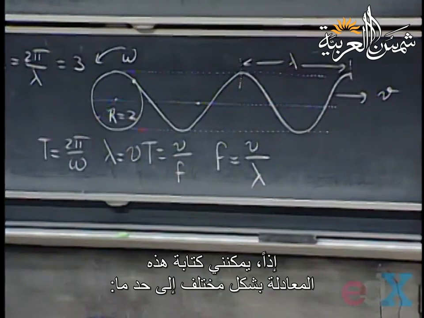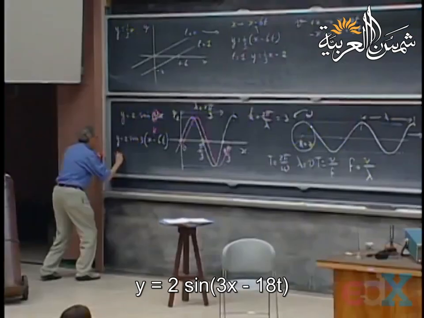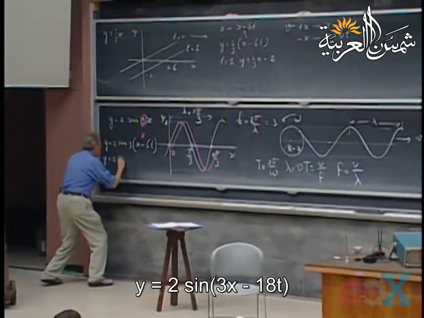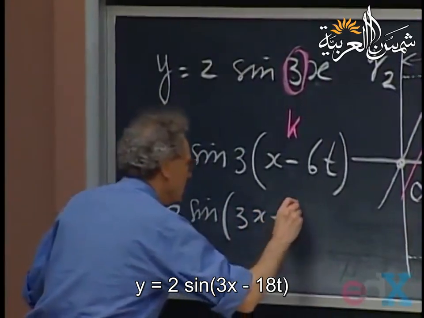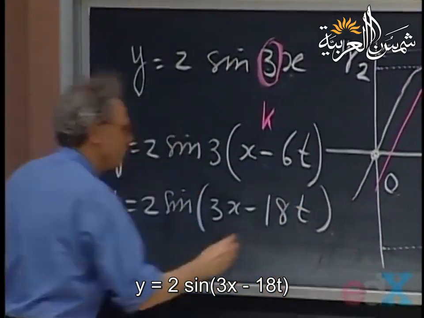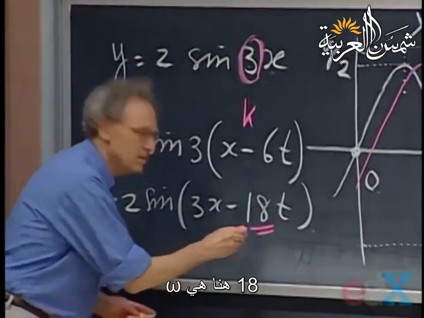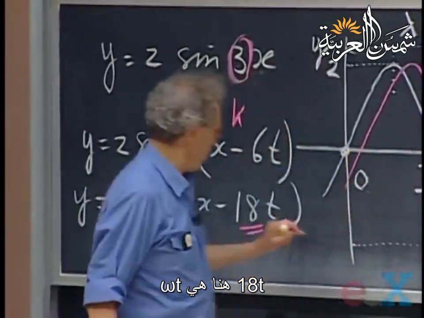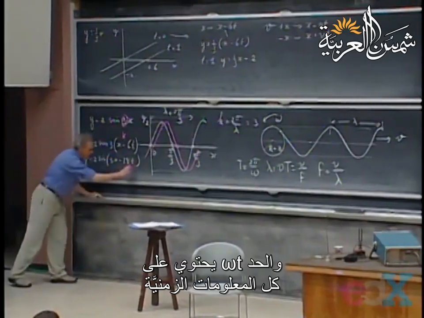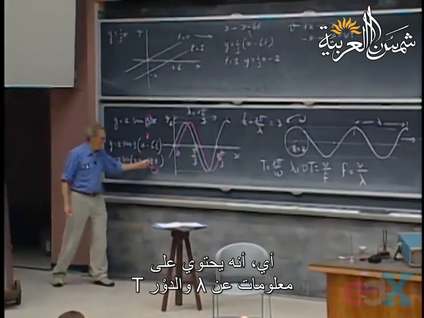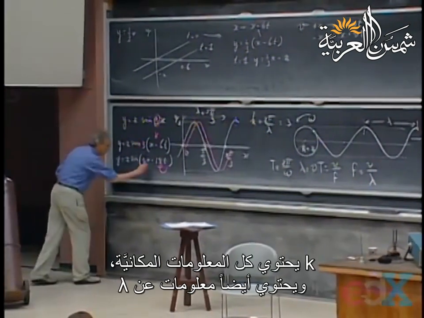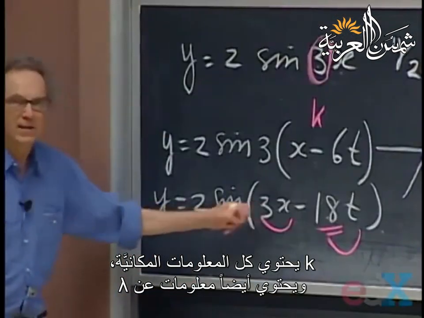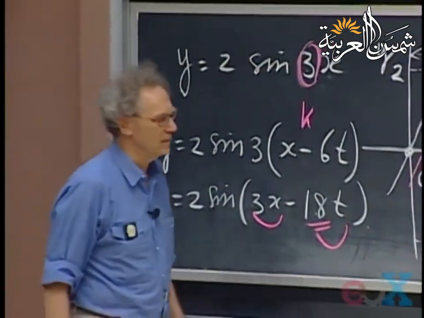And so I can write down this equation now in a somewhat different form. Y equals 2 times the sine, and now I bring the 3 inside, so I get 3x minus 18t. This 18 is now that omega. This is omega t. In here is all the timing information. Omega, the period T, everything is in here. Here is all the spatial information. This is k. In here is the information about lambda.